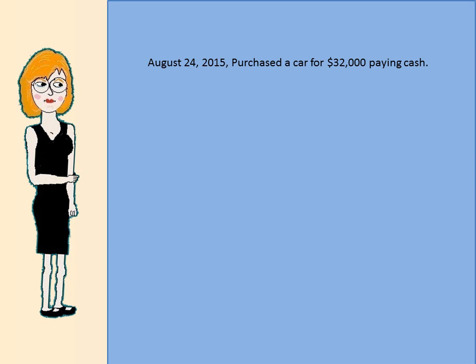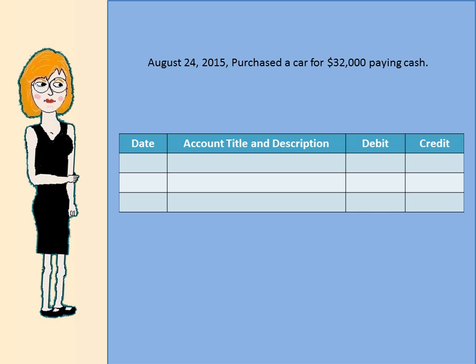Here is a transaction description. August 24th, 2015. Purchased a car for $32,000 paying cash. And here is our journal page. We will begin with the date, which is August 24th, and we will put it here, August 24th. Then we will look at what we purchased. We purchased a car. In the accounting field, we refer to this as a vehicle.